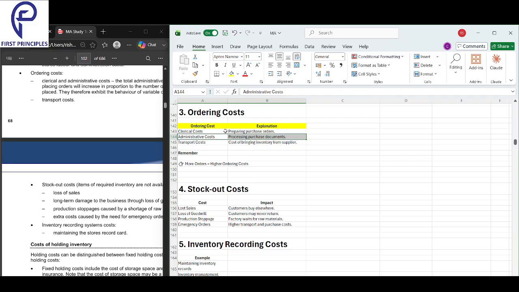Next, we have your administrative cost. Purchasing, here we are processing the purchase documents. In administrative cost, we are looking into the documents here.